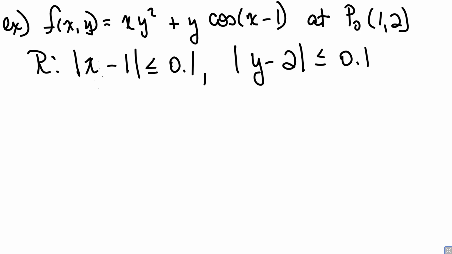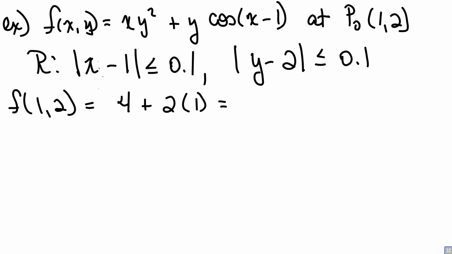Okay, so again, one of the first things we want to do is the linearization. To do the linearization, we need to find f of 1, 2. If I evaluate the function at 1, 2, I'm going to end up with 4 plus 2 times 1, or 6.